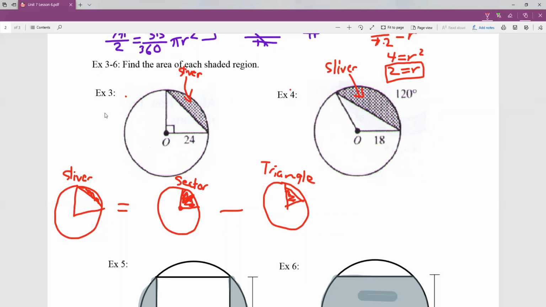All right, so for example 3, if we're trying to find the area of the sliver, what we need to do is find the area of the sector, then find the area of the triangle. All right, so I'm going to clear up some space here. So keep this in mind: area of sliver is equal to the area of sector minus, to take away, the area of the triangle. So we're going to do that right now. I need to erase this because I need some room.